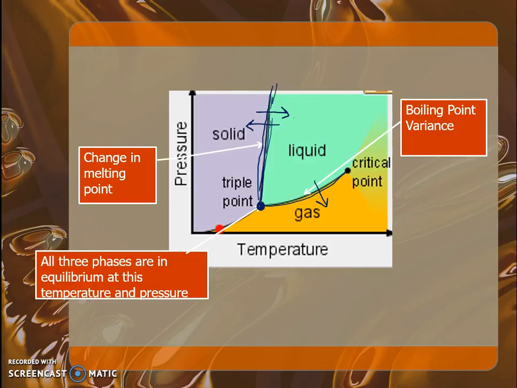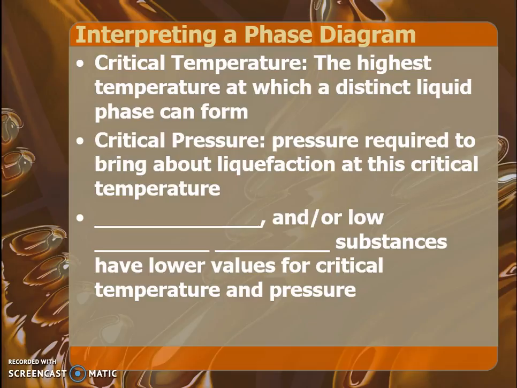Let's see, what else do we have? The critical point. Okay, so the critical point here is the temperature and pressure beyond which you can no longer have a liquid phase. It's simply just going to be a gas, because you can't distinguish the liquid from the gas. So it's just a gas phase. All right, so interpreting this phase diagram, the critical temperature is the highest temperature at which a distinct liquid phase can be formed, and you can distinguish it.